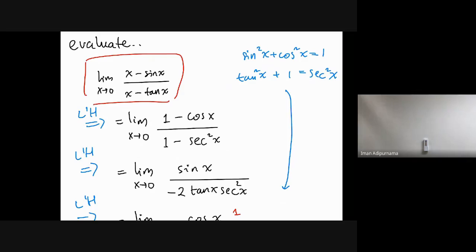But if you want to change the form from here, this x minus sine x and x minus sine x and x minus tangent, you can maybe multiply with x plus tangent over x plus tangent, and check whether it will be easier for you. So you can derive directly with L'Hopital, L'Hopital, L'Hopital, or you can maybe change the form a little bit and then derive after that. Or maybe you can just change the form and see whether you can simplify it and get the answer easily.